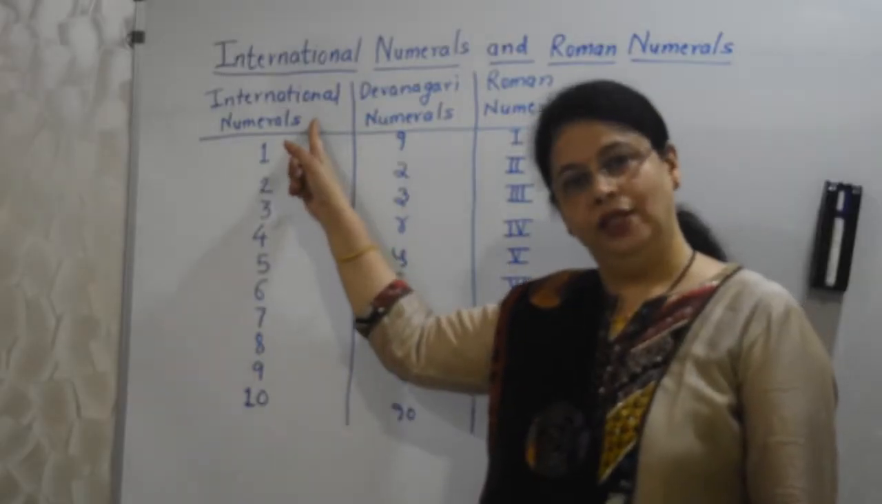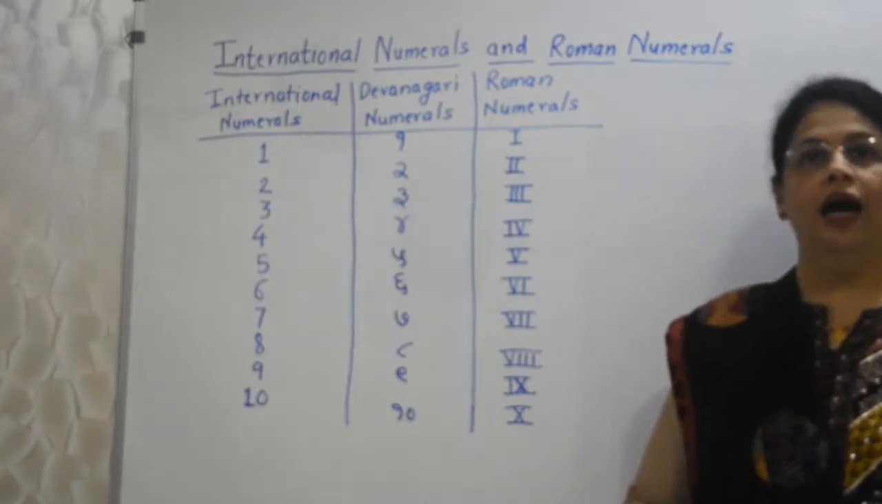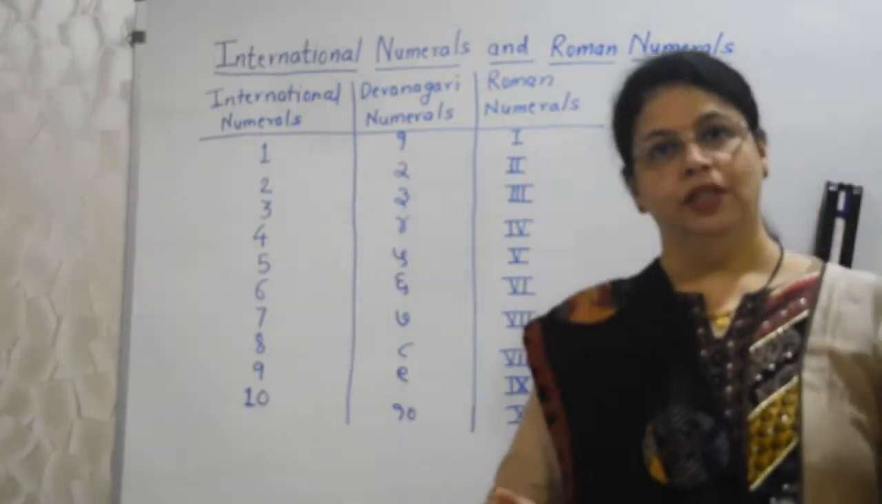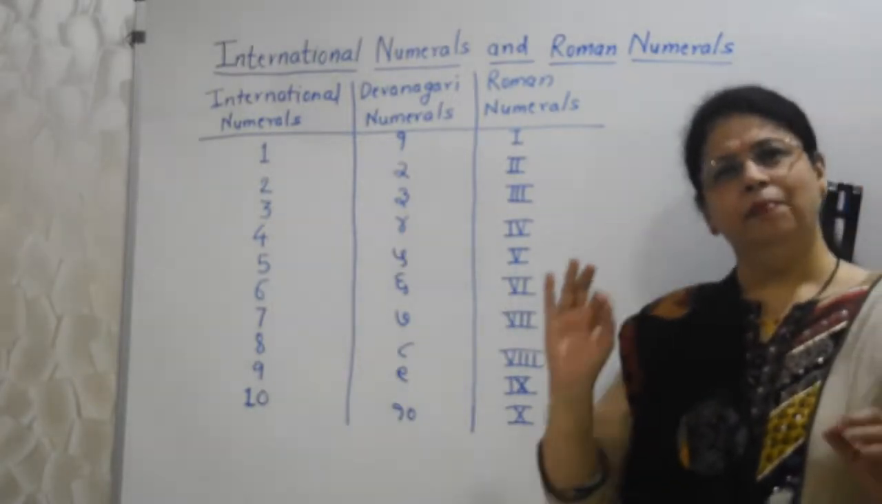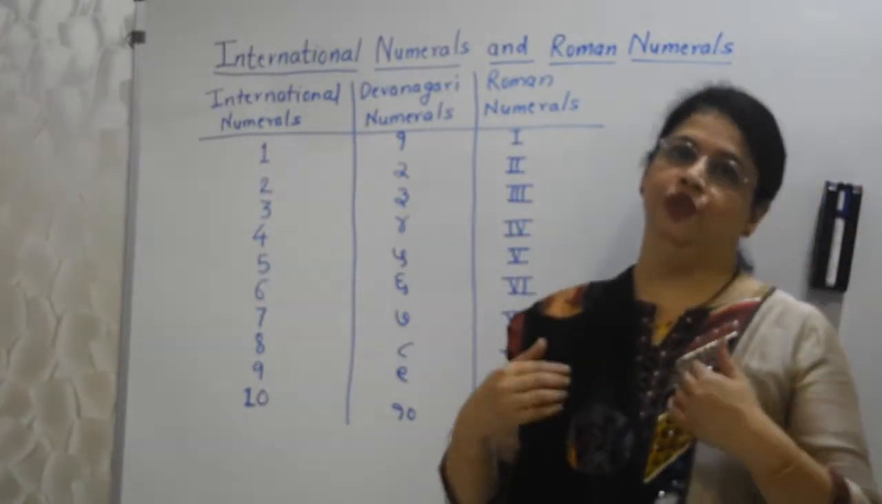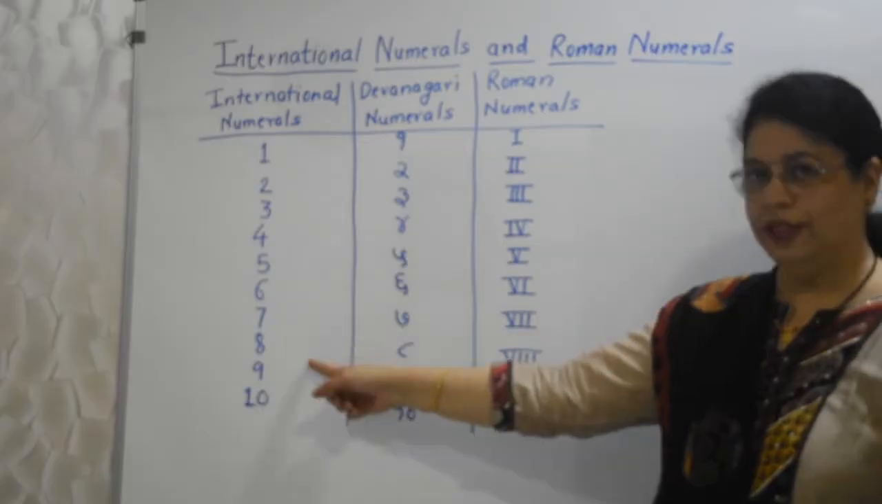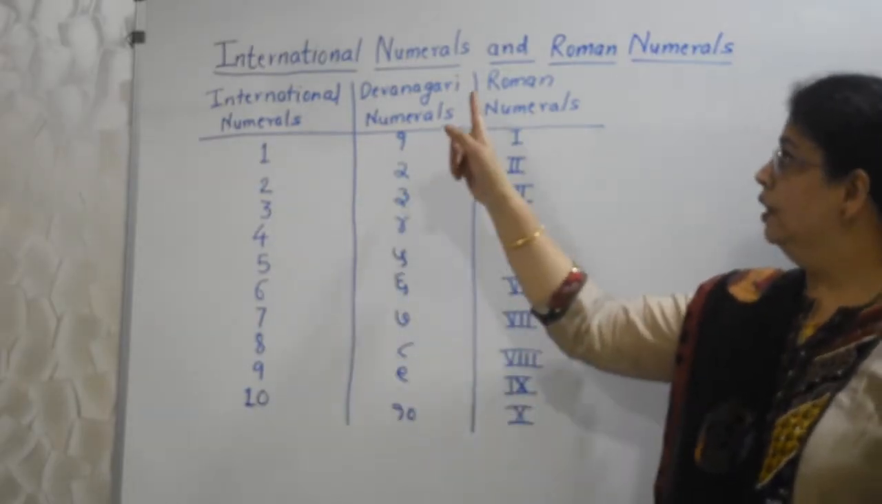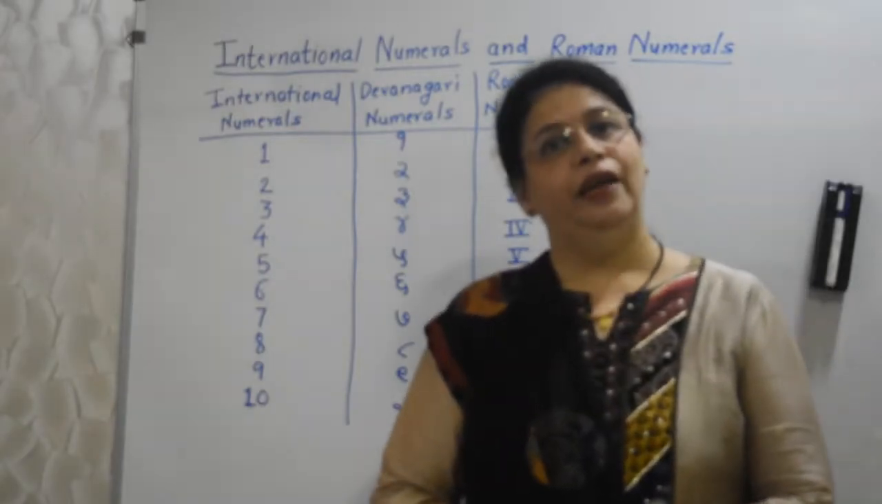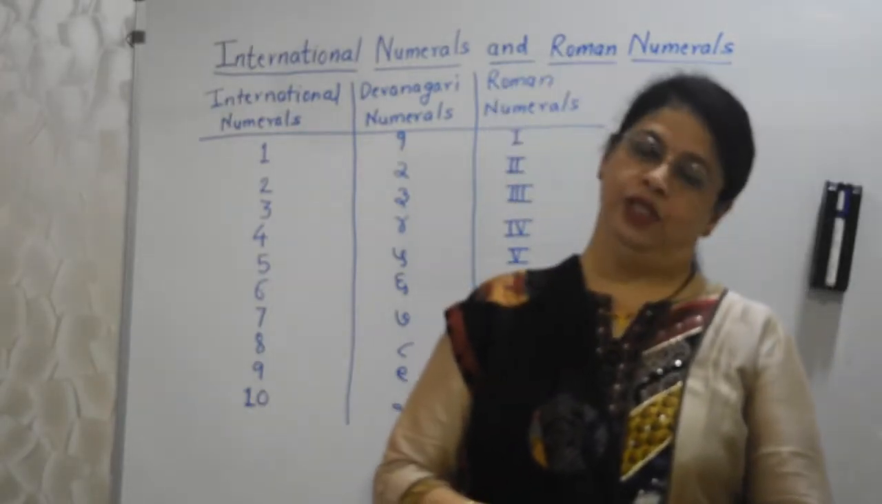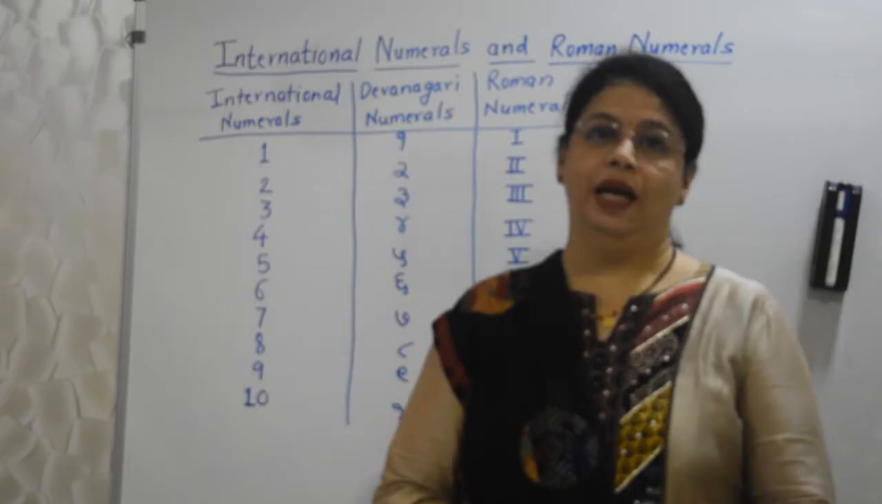As the name suggests, international numerals are the numbers or the numerals which are used internationally. Okay? In short, they are simple English numbers which we use. 1, 2, 3, 4, 5, 6, 7, 8, 9, 10. Devanagari numerals are the numbers which are in Devanagari script. In simple words, we can say they are Marathi numbers.